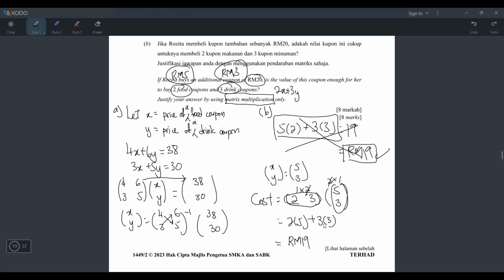Okay, so anyways, this is how I would do it. What if I want to justify, because they say justify, right? They asked, is the value enough? So I will say enough.